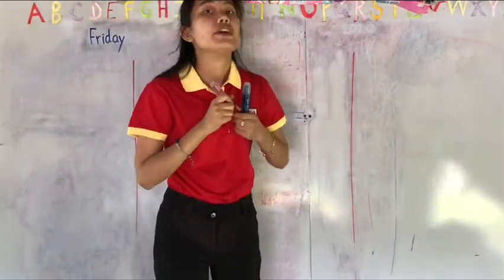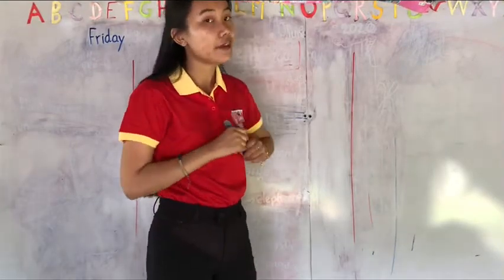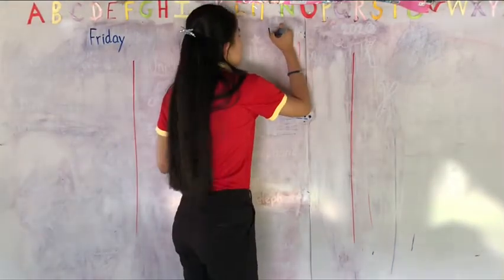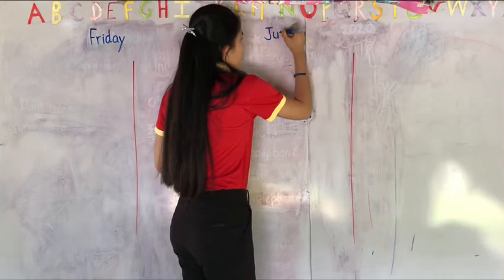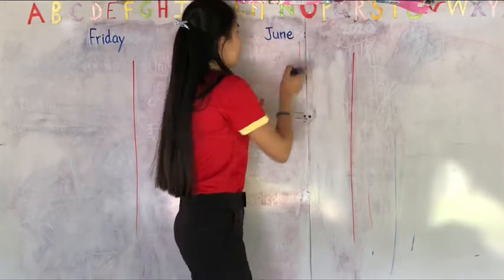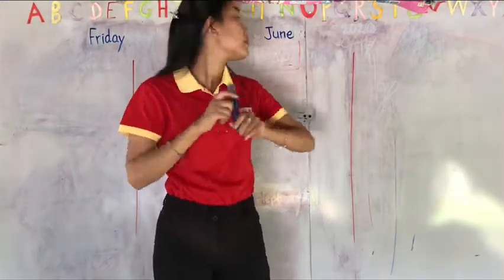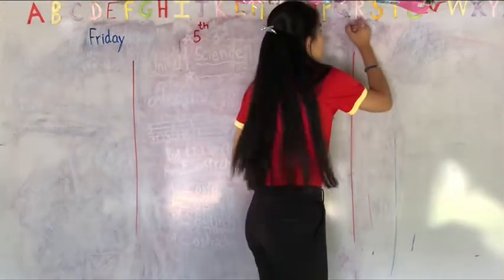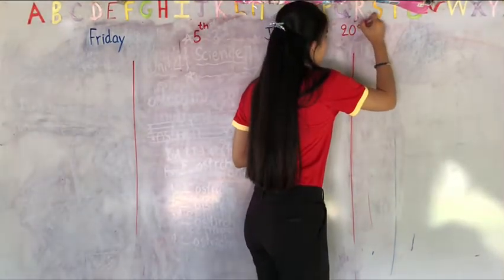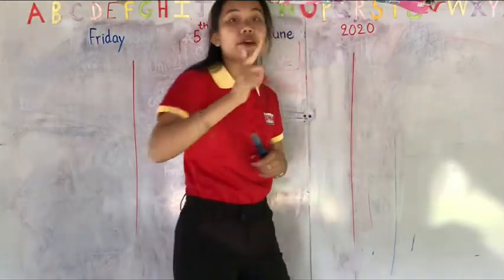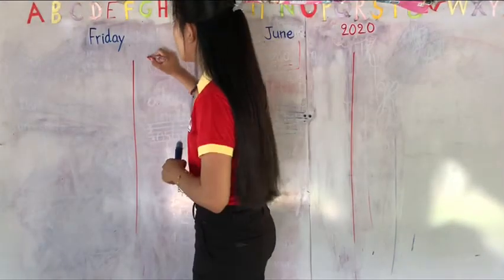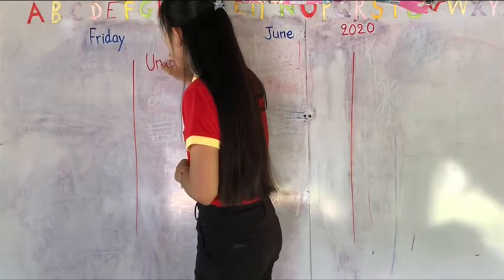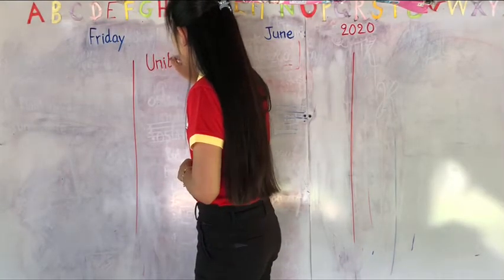This month is June. June, spelled J U N E. This month is June, and this year is 2020. Okay, so you need to spell U N I T.